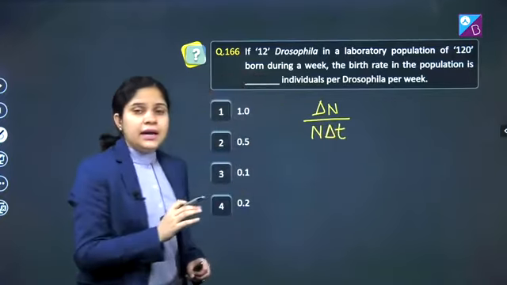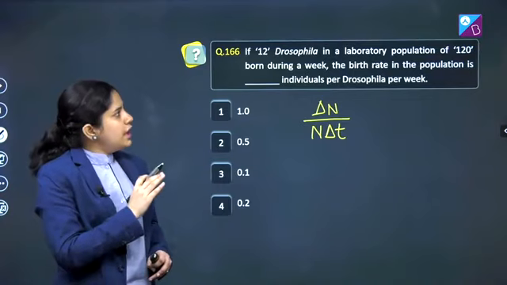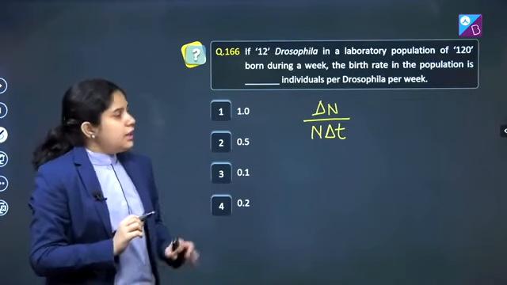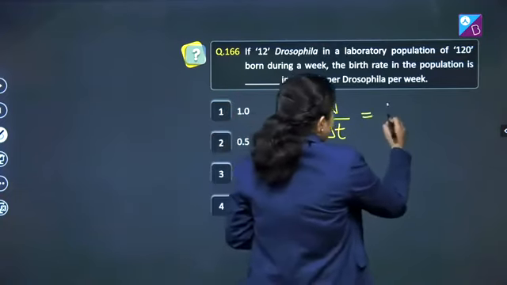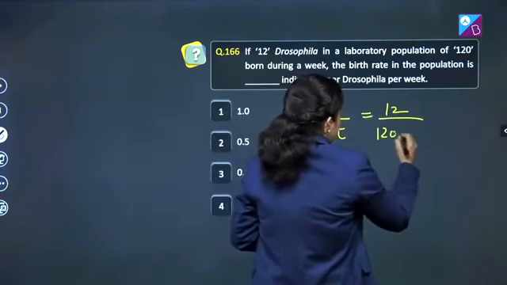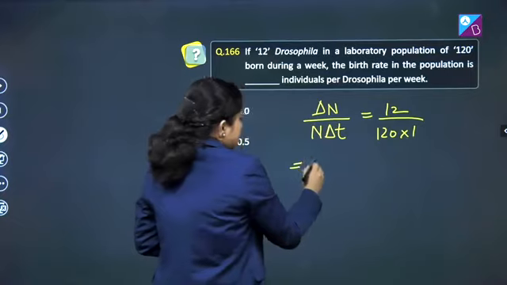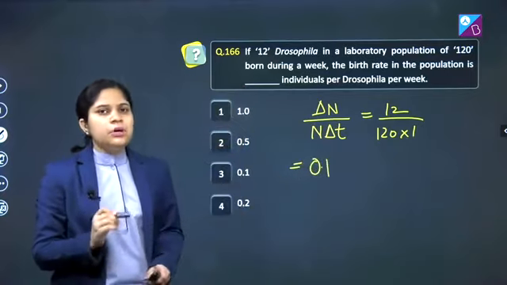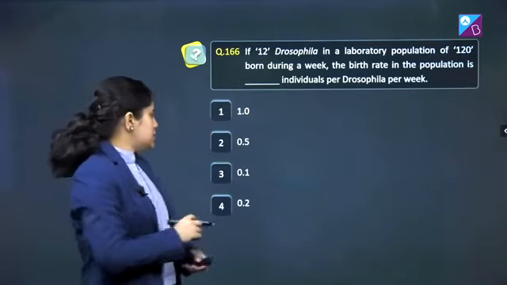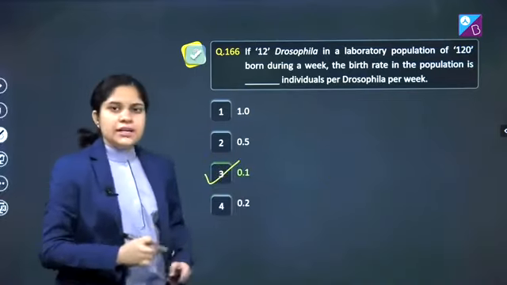यहाँ पर delta N की वैल्यू होगी 12 और N की वैल्यू है 120 and delta t will be 1 week. So let's calculate. This comes out to be 0.1 individuals per Drosophila per week. So इस क्वेश्चन का करेक्ट आंसर है ऑप्शन नंबर 3. चलिए नेक्स्ट क्वेश्चन देखते हैं.